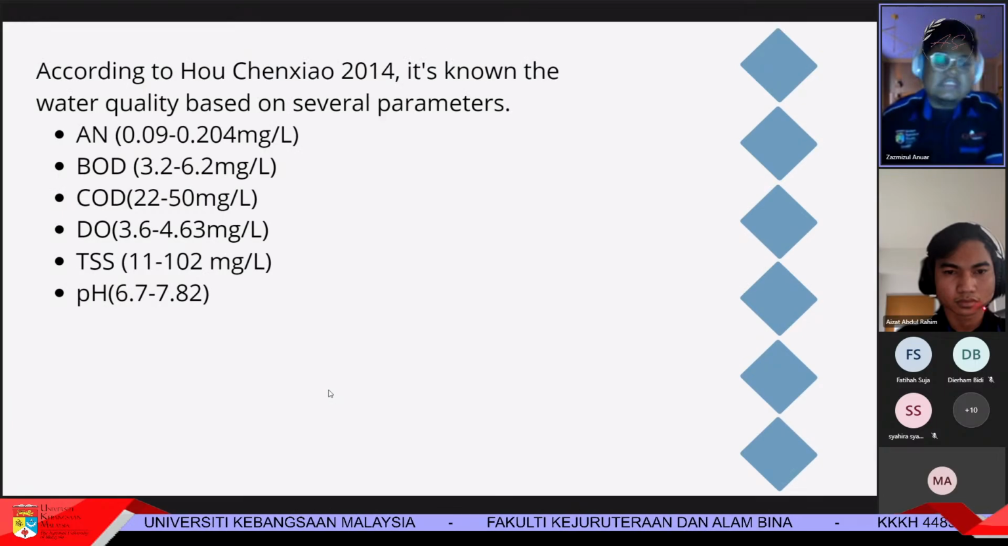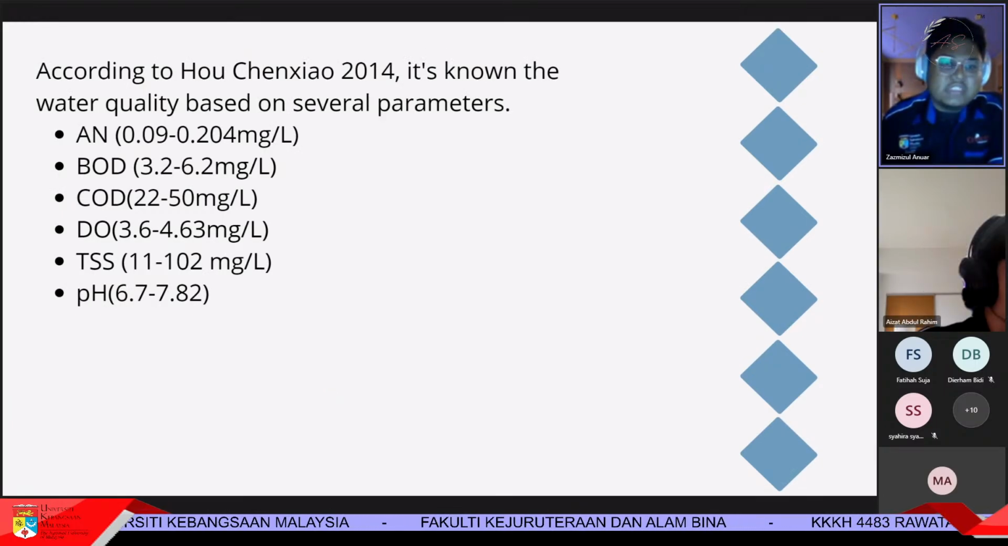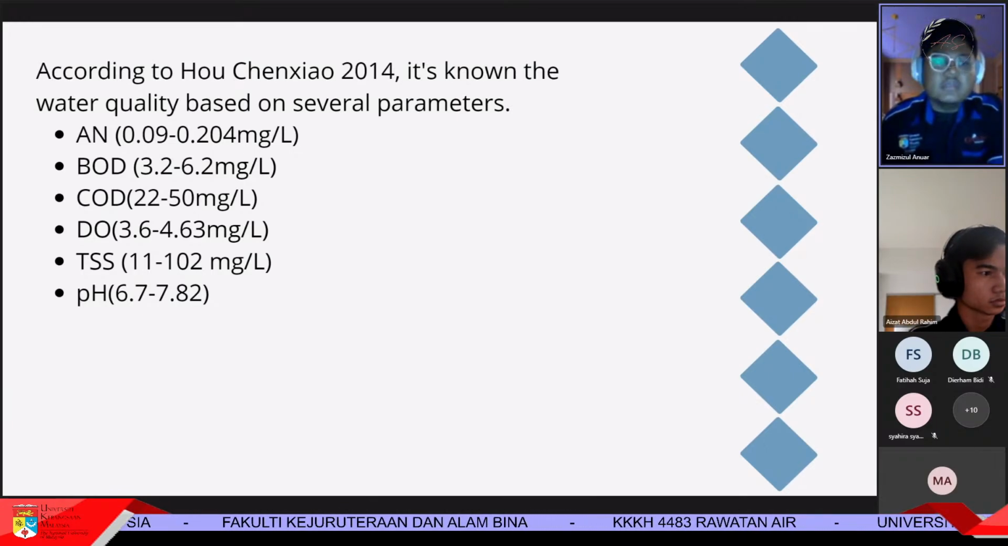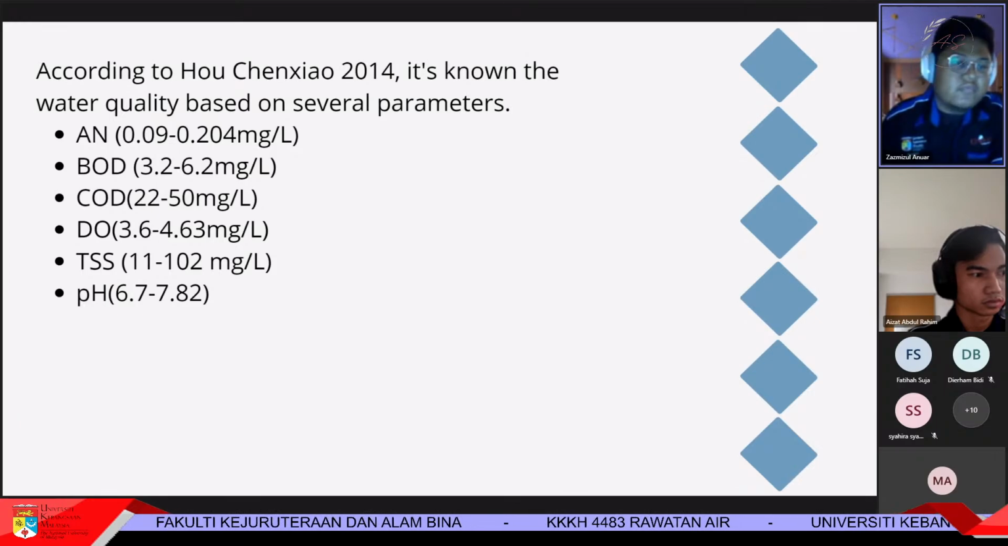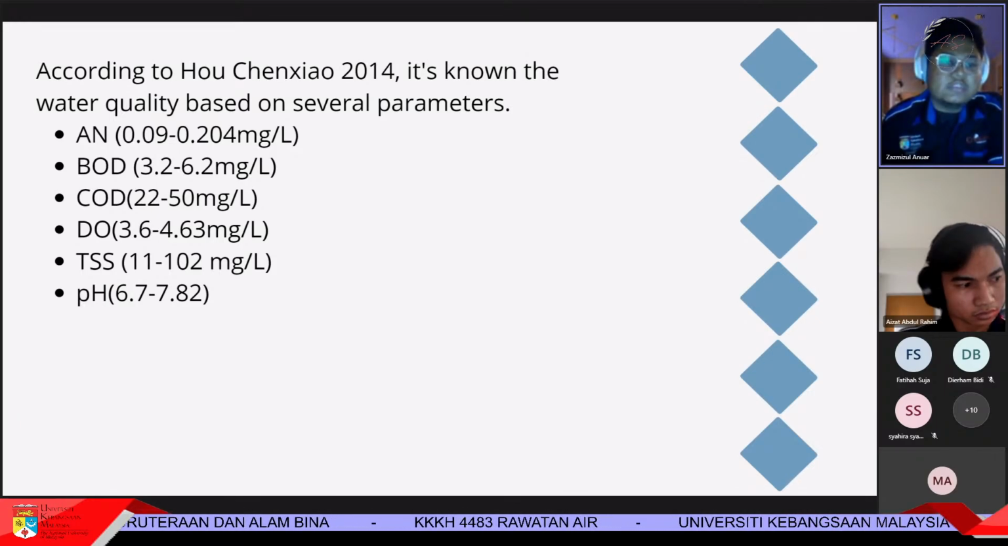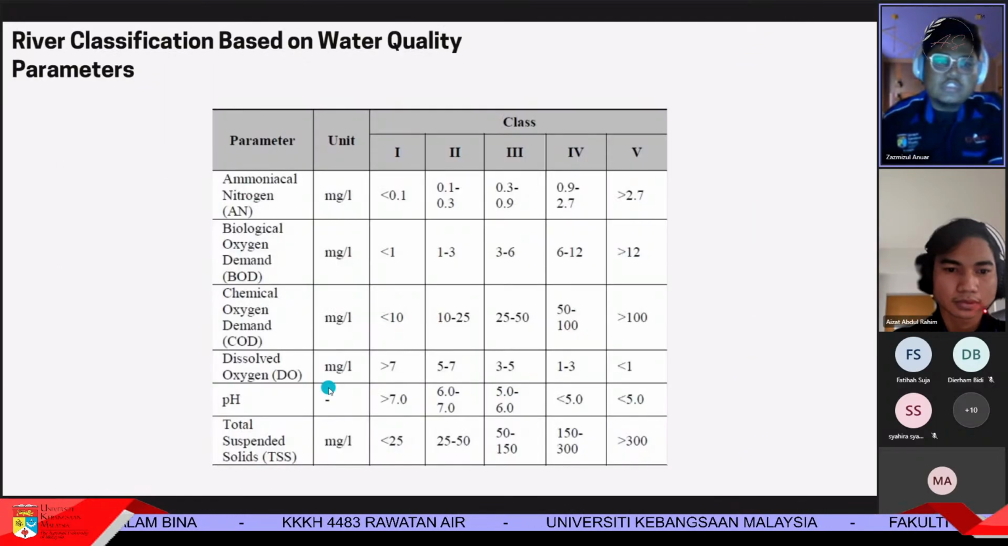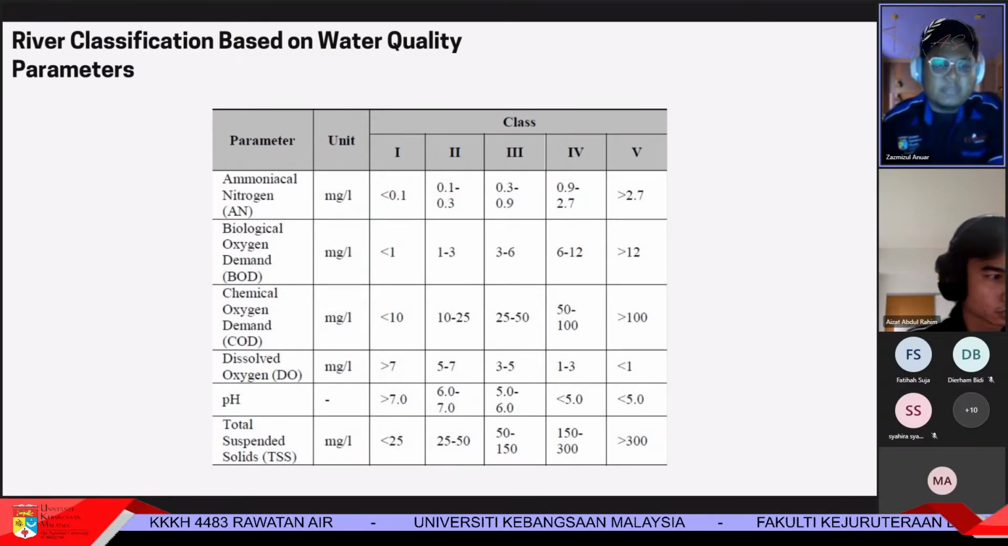So for this, according to the HAL Chenxiao 2014, the water quality is known based on several parameters. We can see that for AN, BOD, COD, DO, TSS, and pH, we can see the specific value for each parameter. So this is the river classification based on the water quality parameters.